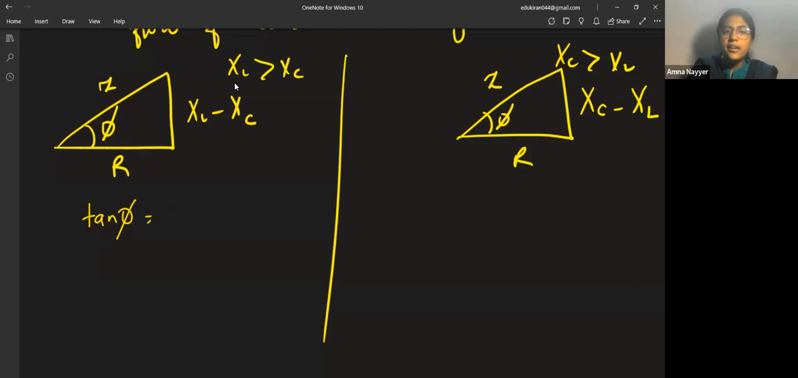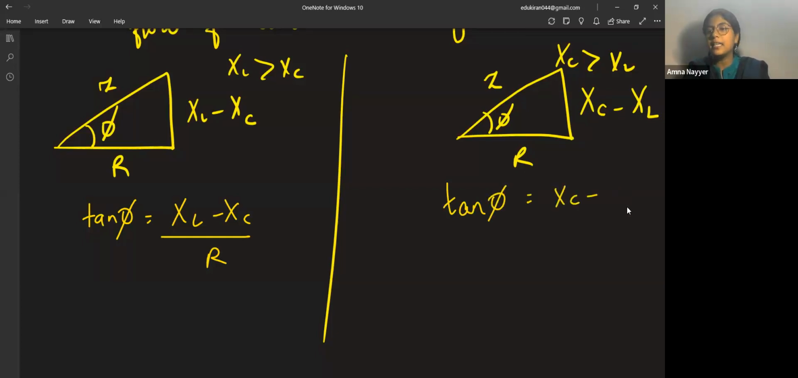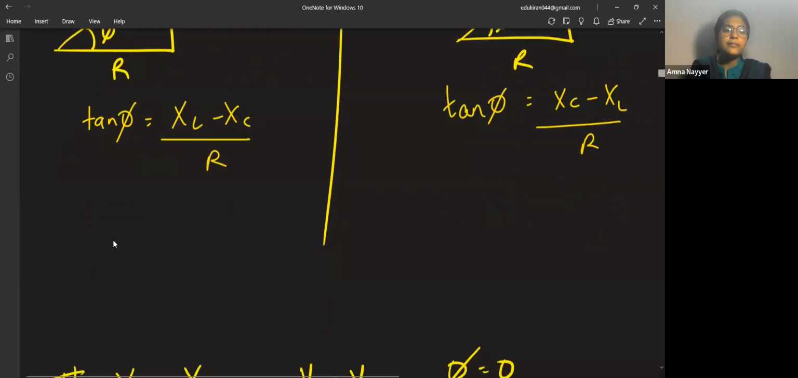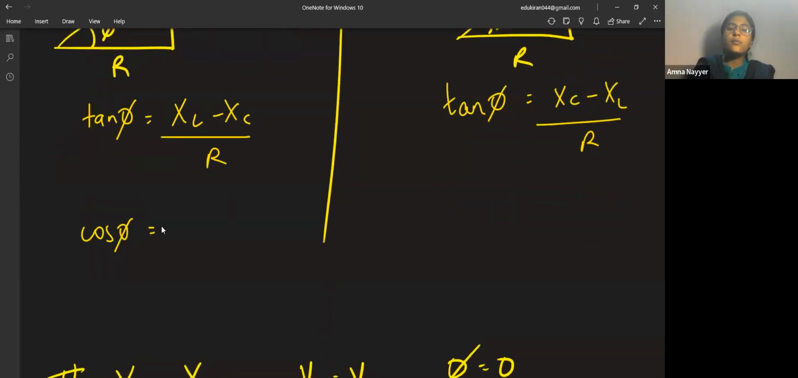See, if your XL is greater than XC, from this impedance triangle you can find out many things. Tan phi will become perpendicular upon base, XL minus XC by R. And if XC is greater, tan phi will become XC minus XL by R. This you can keep on interchanging. One more thing, cos phi. Cos phi is equal to what? R, that is the base, by the hypotenuse, Z. Here also, cos phi is R by Z.